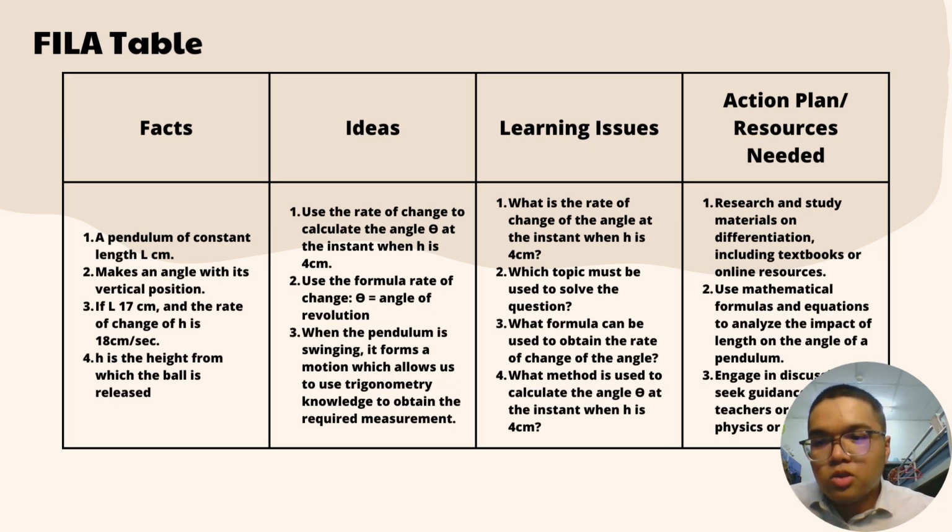When the pendulum is swinging, it is a form of motion which allows us to use trigonometry knowledge to obtain the required measurement. The learning issues are: what is the rate of change of the angle at the instant when h is 4 cm? Which topic must be used to solve the question? What formula can be used to obtain the rate of change of the angle? What method is used to calculate the angle theta at the instant when h is 4 cm?